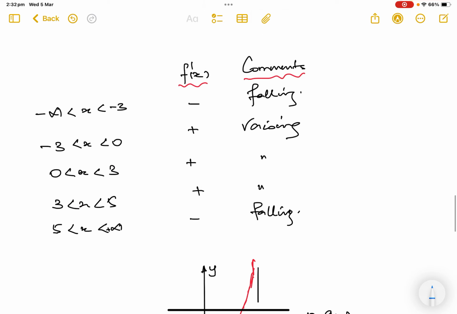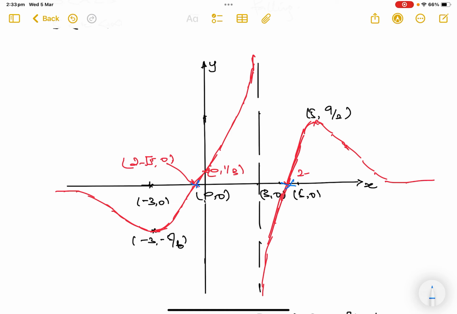Let's start from the values we have. Y equals 0, x equal values. This one is slightly more than 4. The other one is minus, just something like 0.3. This value and this value, these are the two places. So 2 minus root 5 and 0, and here is 2 plus root 5 and 0. So the two points where the graph cuts the x-axis, we marked.